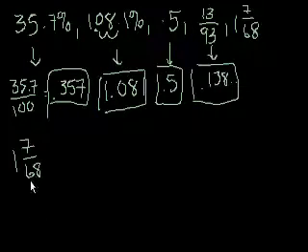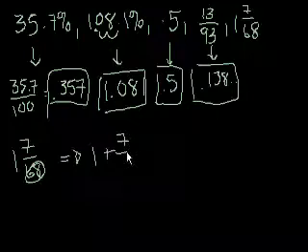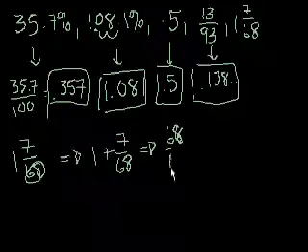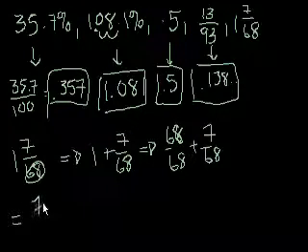7/68. To go from a mixed number to an improper fraction, you take the 68 times 1 and add it to the numerator here. Why does this make sense? Because 1 and 7/68 is the same thing as 1 plus 7 over 68. And that's the same thing, as you know from the fractions module, as 68 over 68 plus 7 over 68, which is 68 plus 7, 75, over 68. So 1 and 7/68 is equal to 75 over 68.